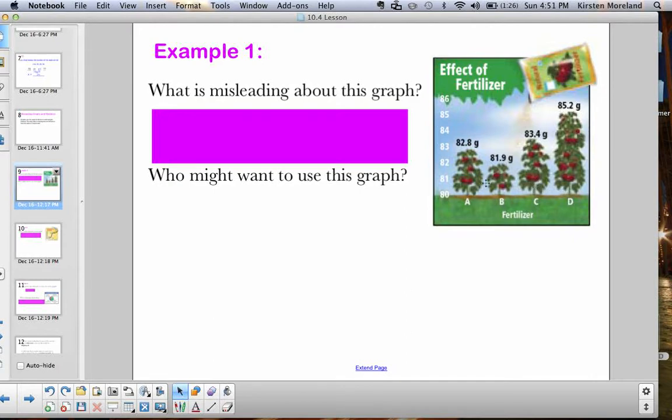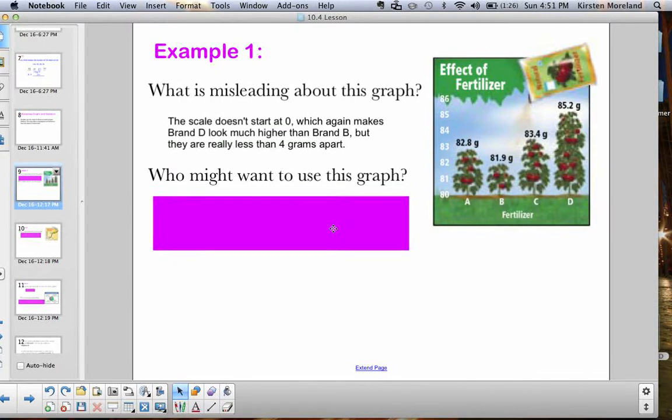The problem is B and D. If I double B's size, it equals D. So it's making it look like brand D is double in size in comparison to brand B, but in actuality they're less than 4 grams apart, which isn't much. The scale doesn't start at 0, which makes brand D look much higher than brand B, but they really are only less than 4 grams apart, which is nothing in comparison to what the graph shows you.